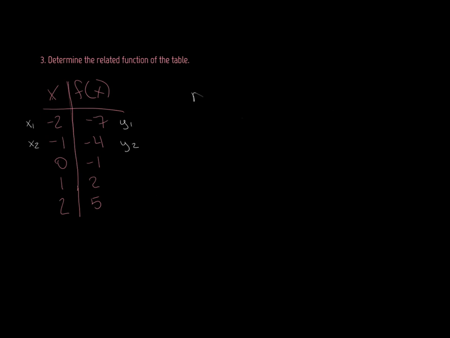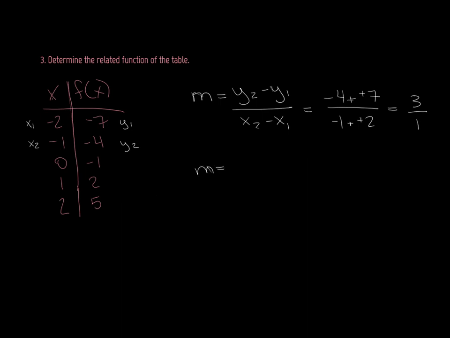Okay, so my slope is y2 minus y1 over x2 minus x1. I get -4 minus a -7 over -1 minus a -2. So that would give me a +3 over a +1. So I know my slope is 3.